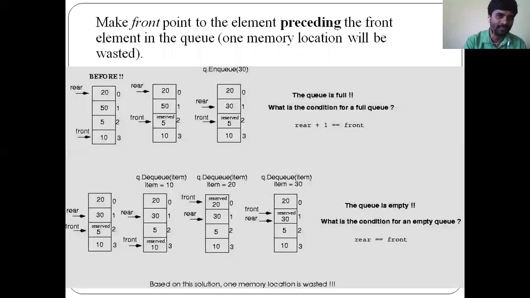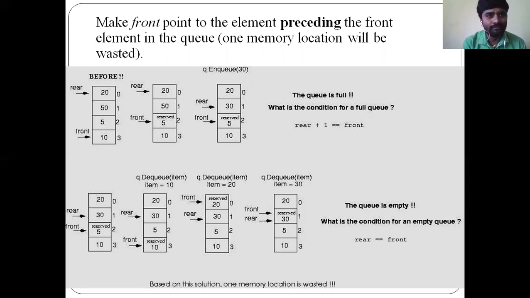How is it solved? Make front point to the element preceding the front element in the queue. One memory location will be wasted. Memory location is very important in data structures, but here, when we are doing dequeue and enqueue, space is there, so one memory location is wasted.